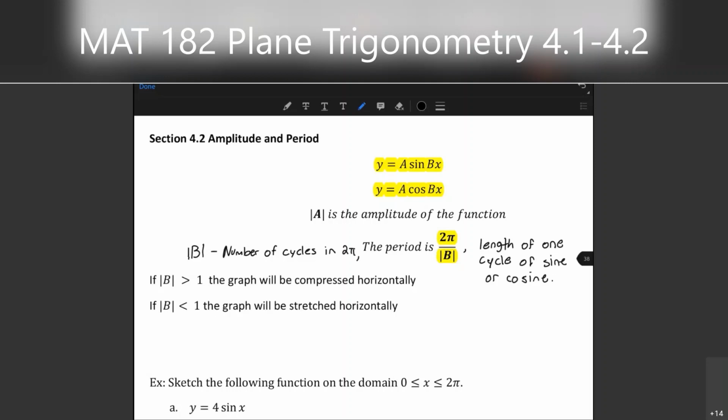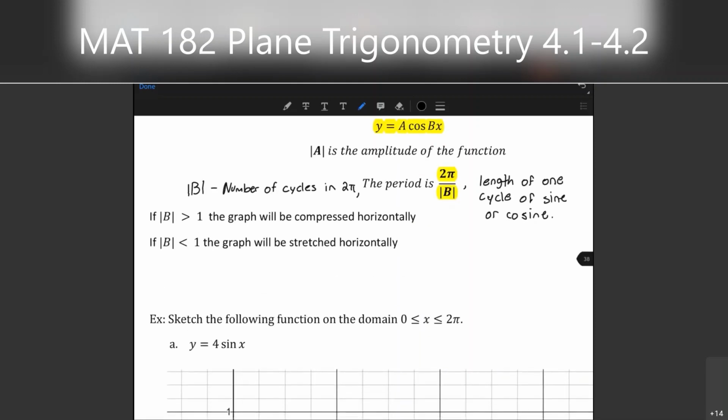So those two things we want to make sure are separate. The b value is not exactly the period. The period is 2 pi divided by that b value. So the period is the length of 1 cycle, and b is the number of cycles that happen in 2 pi. If this b value is larger than 1, then the graph will be compressed. And if the b value is less than 1, that would mean we would stretch.